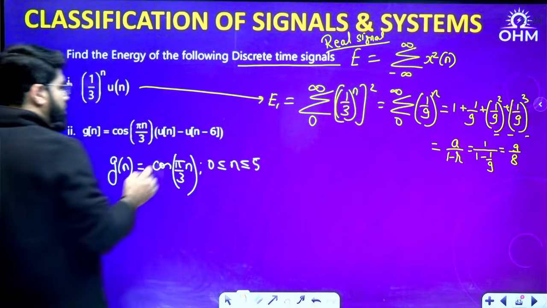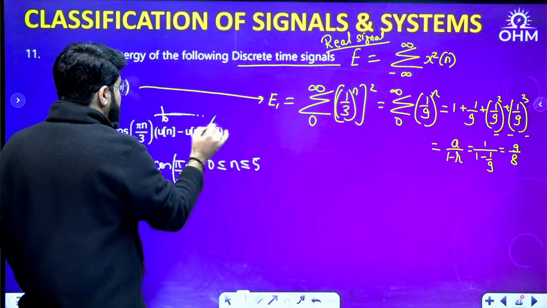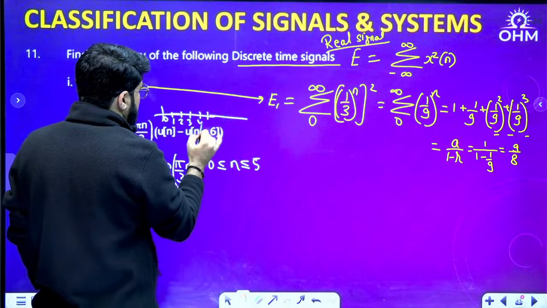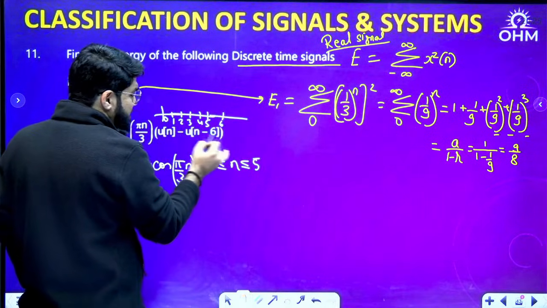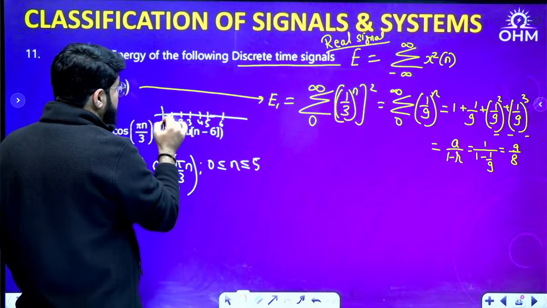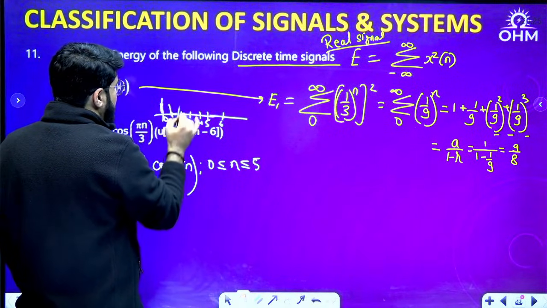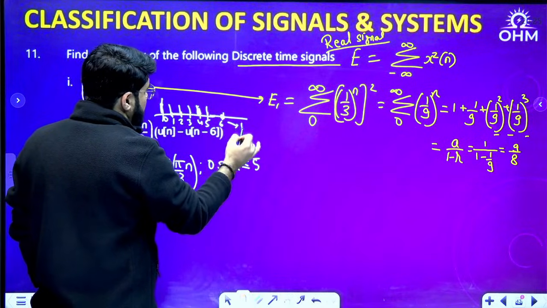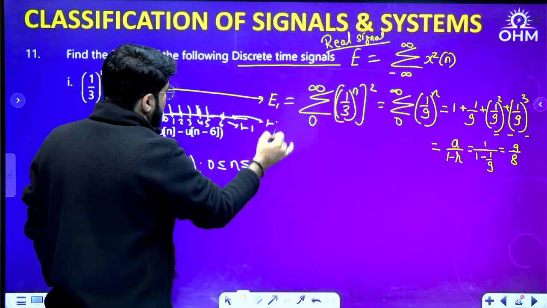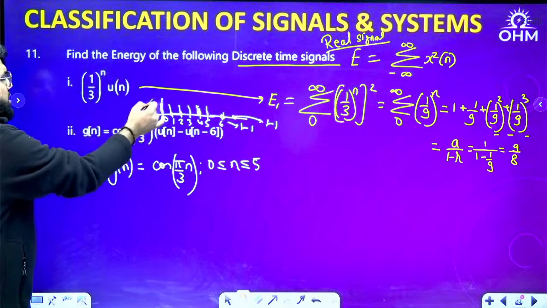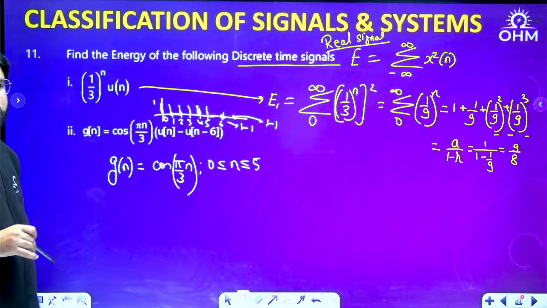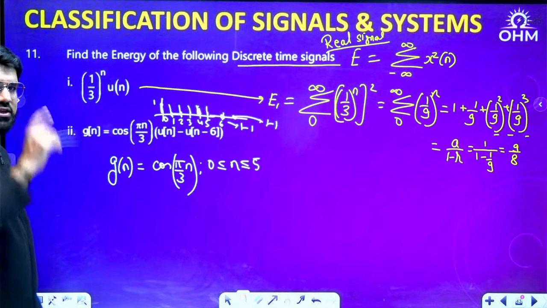Got it? This u n starts from 0. u n minus 6 starts from 6, and when this starts, 1 minus 1 is 0. So till here 1, 1, 1, 1, 1, 1. But here again 0, 1 minus 1, here again 0, like that. So this value will be 1 only from 0 to 5. From 6 onwards, it will become 0.